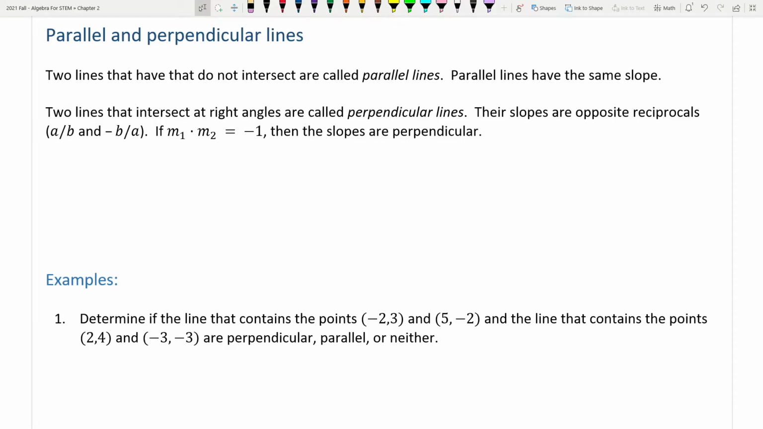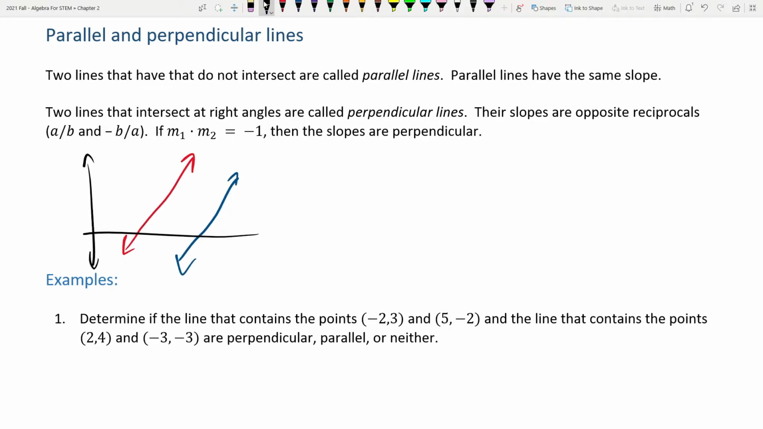So now let's talk about parallel and perpendicular lines. Our goal here is to take everything we learned in our geometry class in high school, Euclidean geometry, and translate it to the coordinate plane. Let's look at two lines that are parallel, that is, that do not intersect. Say I have one here, and I have one here. What do I know about the slope of these lines?